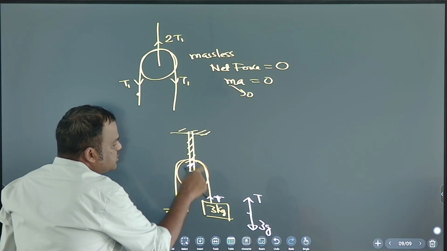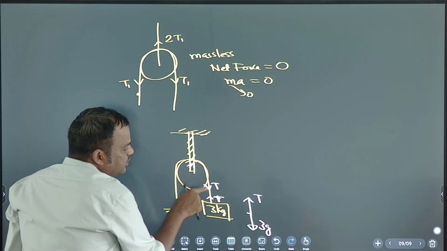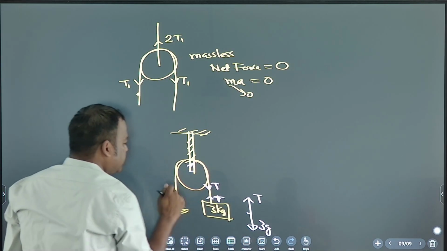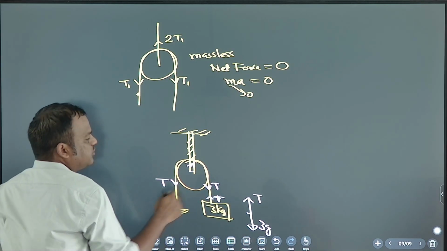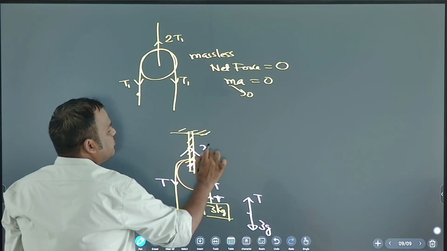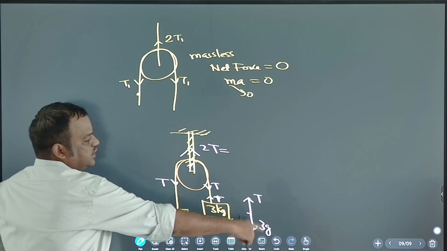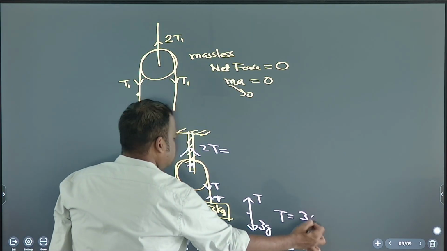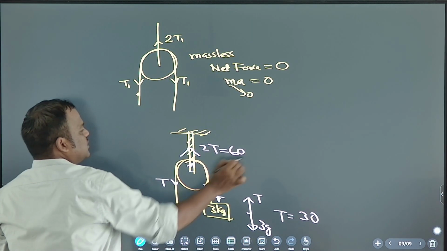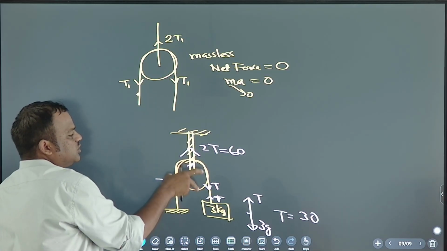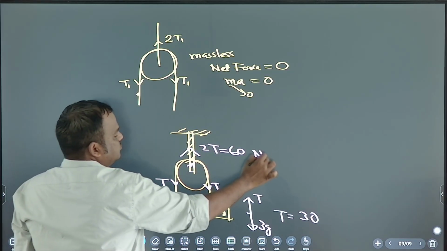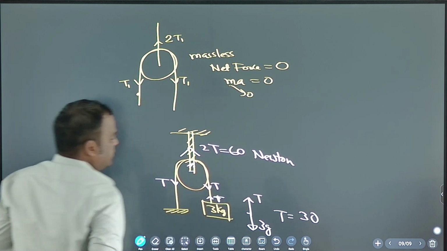Now if you observe this pulley, T is here. This portion of the string is pulling it down, this portion also pulling it down. So T, T, and the clamp force will be 2T. And T is 30, so 2T means 60. So the clamp is exerting 60 Newton of force on the pulley.